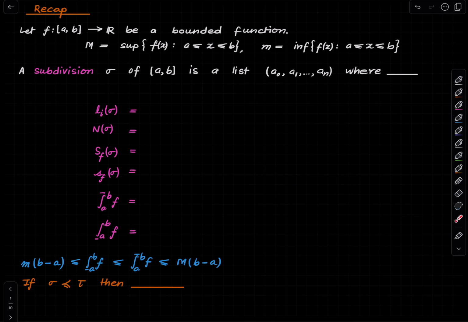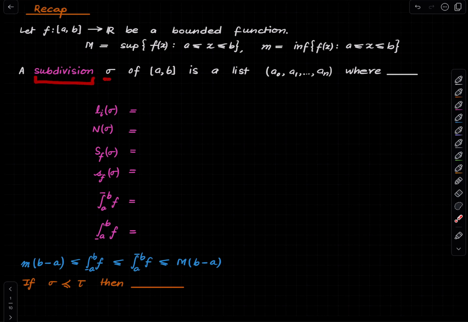So our setting is that we have a bounded function, and write M to denote the supremum of all the values that the function takes, and write little m to denote the infimum of all the values that the function takes. Since f is a bounded function, M and small m are both real numbers.